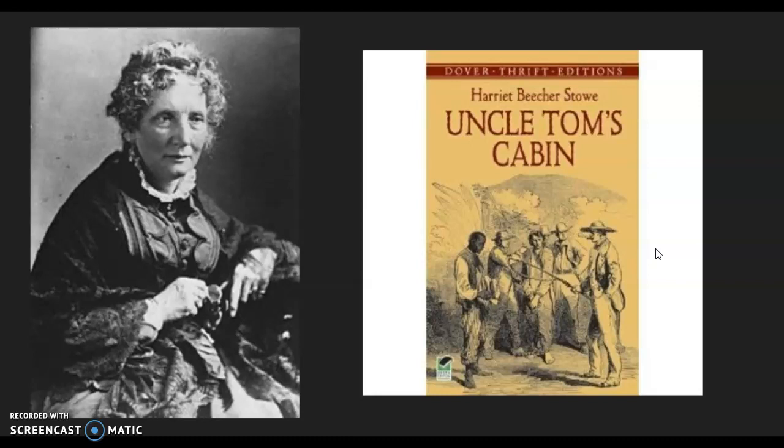First, it showed many people outside the South how cruel slavery was. Many Northerners became anti-slavery, or against slavery, as a result of reading it. Many people didn't know the horrors of slavery. They didn't know how people were treated or families were broken up. So it really was kind of like an awakening for many people in America. Secondly, it really angered Southerners, who believed that the novel gave a real inaccurate, wrong depiction of how slavery happened in the South.